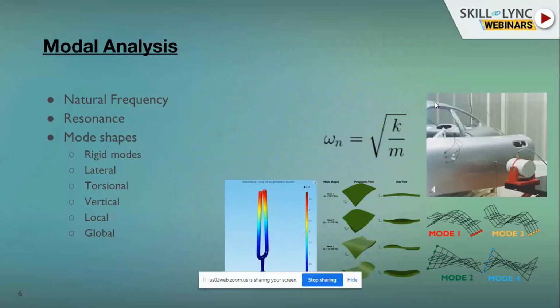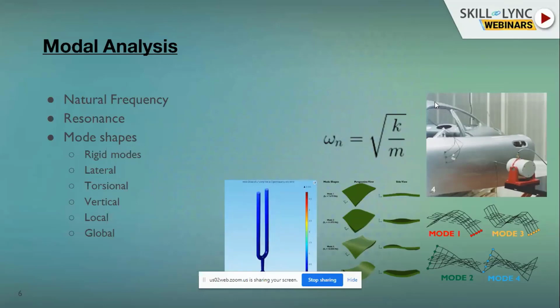And by modal characteristics, I mean what are its natural frequencies in a free state, what are its natural frequencies in a constrained state, at what frequency will it resonate, what types of displacements it's going to have, what types of movements it is going to have, is it a lateral mode or is it a torsional mode, etc. When I say natural frequency, it's nothing but the fundamental frequency of the body at which it will start vibrating when you excite it and you leave it.